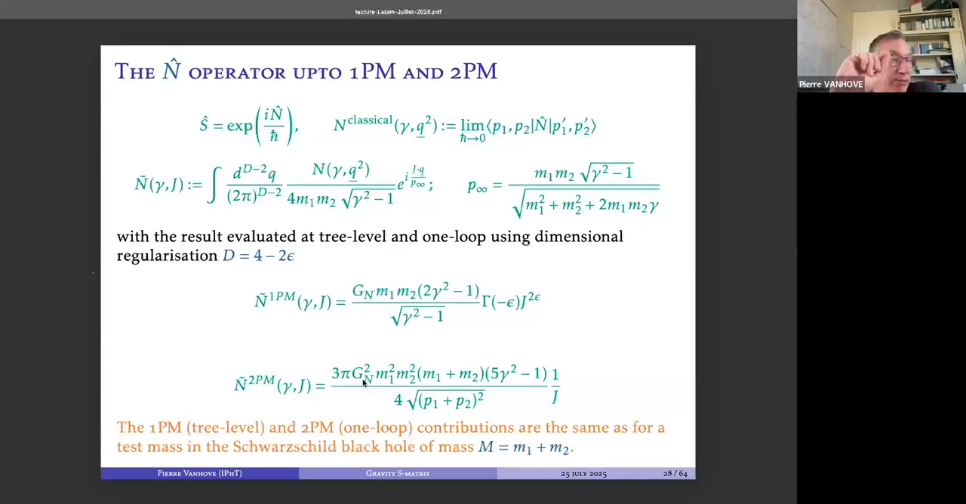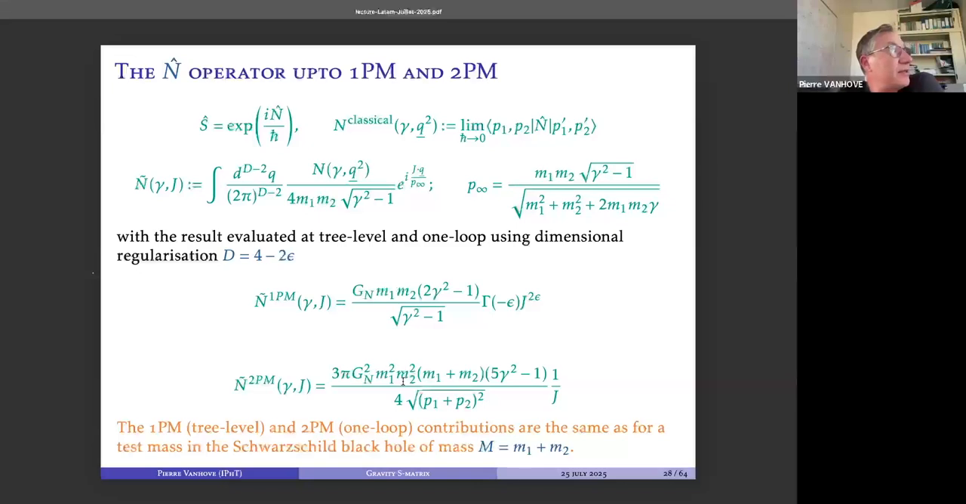When you look at the test particle evolution in a Schwarzschild black hole, instead of having two objects of mass M1, M2, you can reduce it to a system with a big black hole of mass M1 plus M2 and a test particle in it. Then you compute the geodesic and the equation of motion, and you find that this is exactly what I've computed here for the potential.